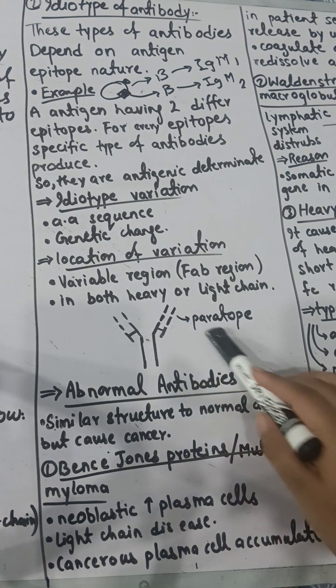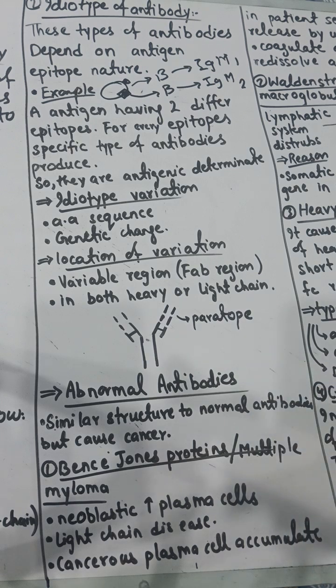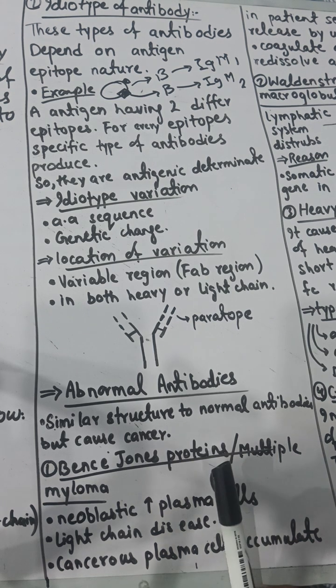Okay, as you can see here, the change occurs in the paratope. The paratope is the site of the antibody to which the antigen is attached. So in that part, when a variation occurs, then for every variation a specific kind of antibody will be produced against that. Next topic is about the abnormality of antibodies.